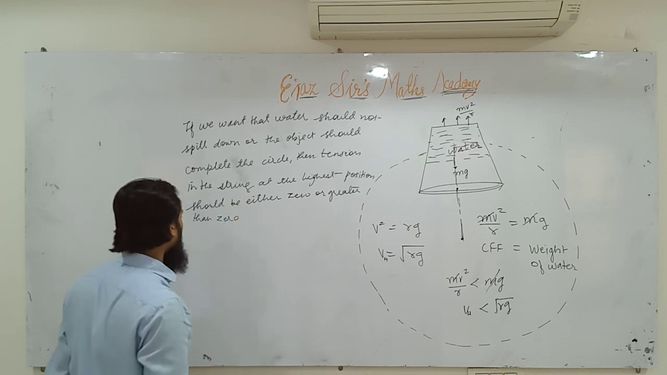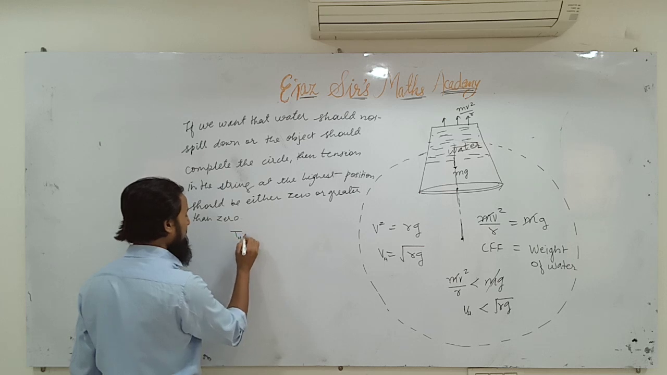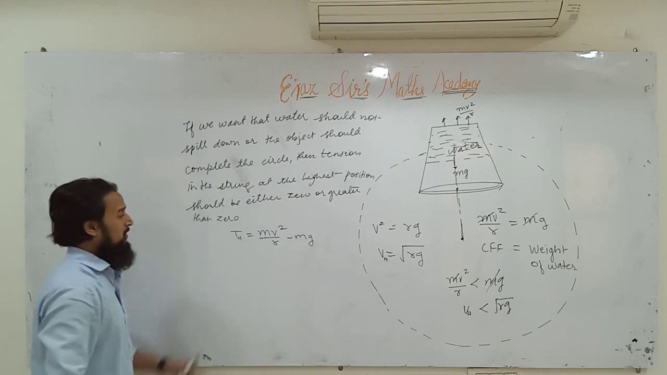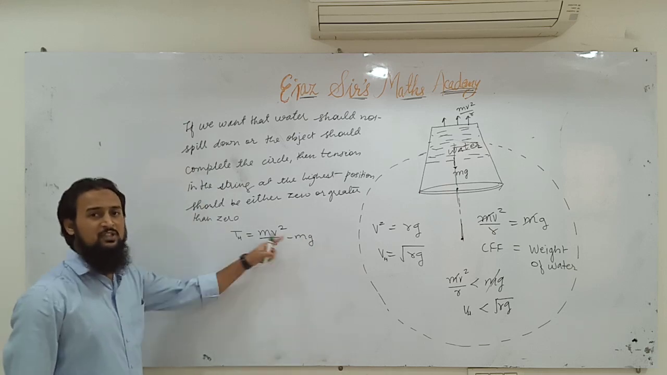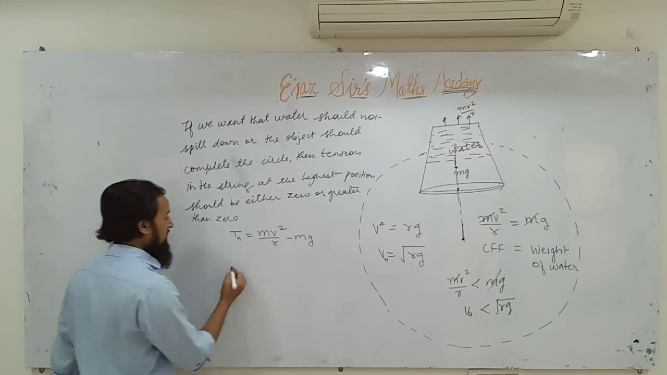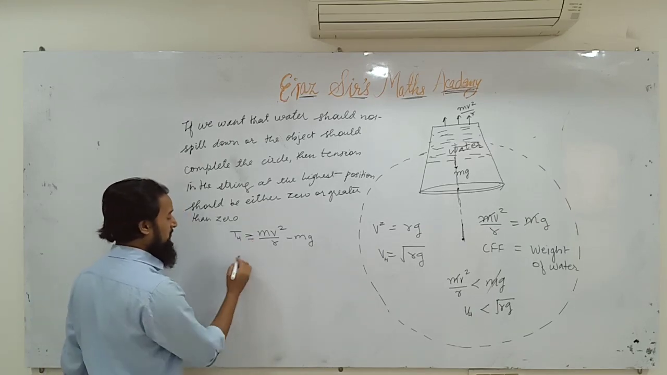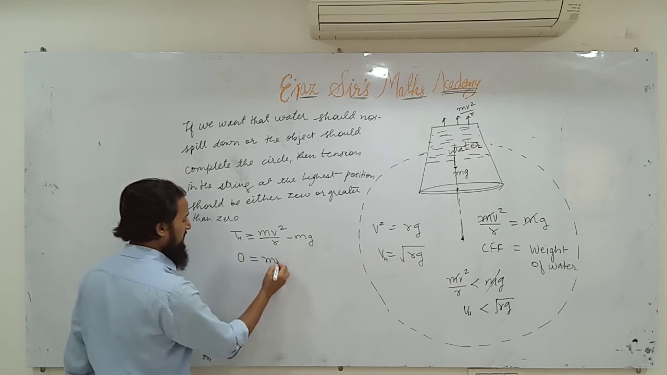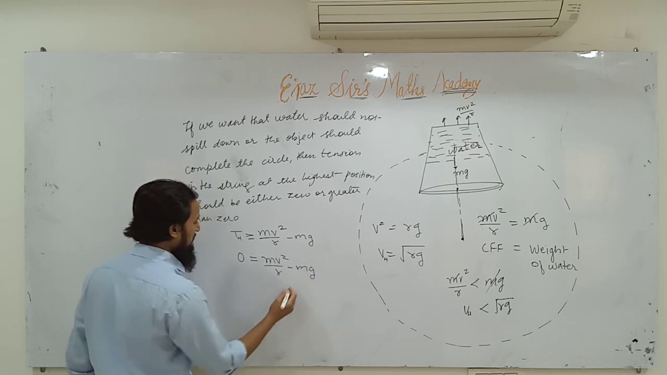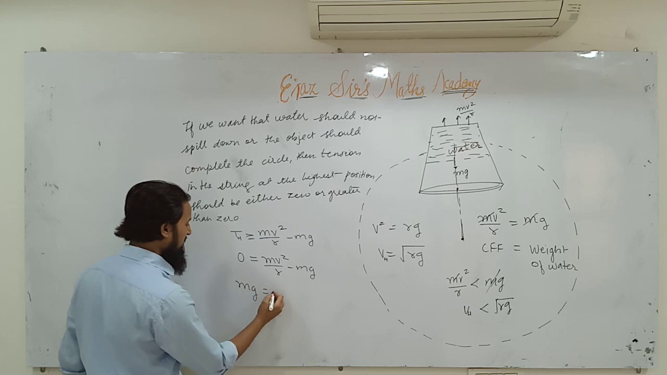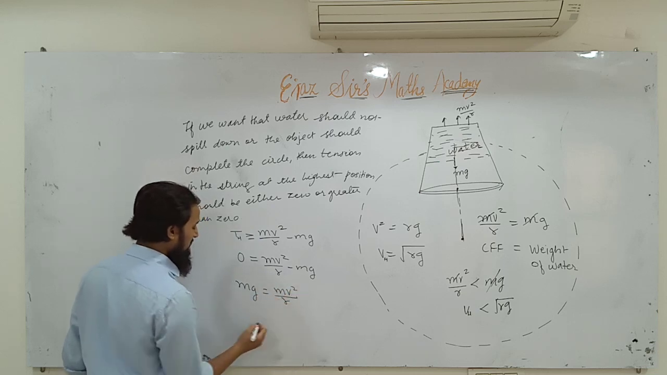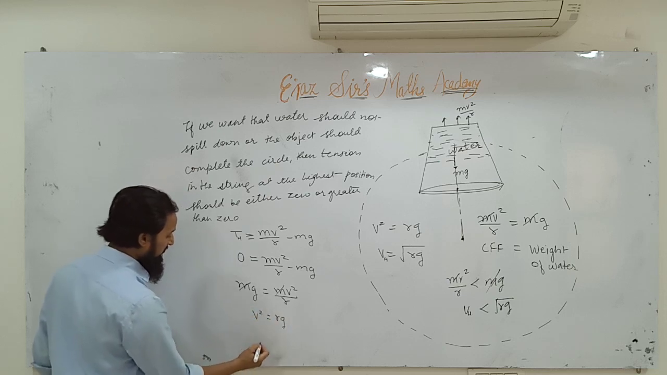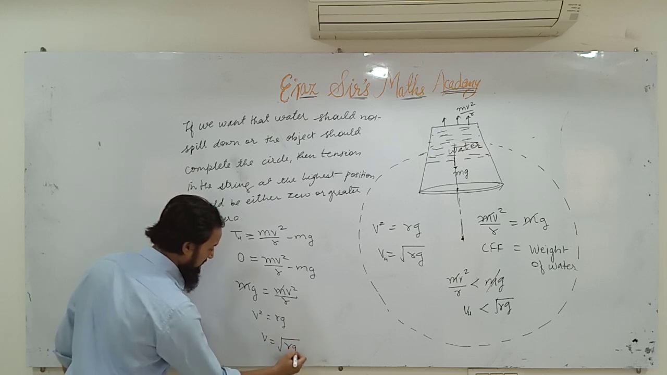If tension is 0, what does that mean? We know what is the formula for tension at the highest position? T = mv square by r minus mg. So if tension becomes 0, or we should write it greater than or equal to 0. So if it is 0, let us suppose is equal to, then it will be mv square by r minus mg. Or if we bring mg here, it will become mg is mv square by r. m will get cancelled and we can write v square is equal to rg, or v is equal to root rg.